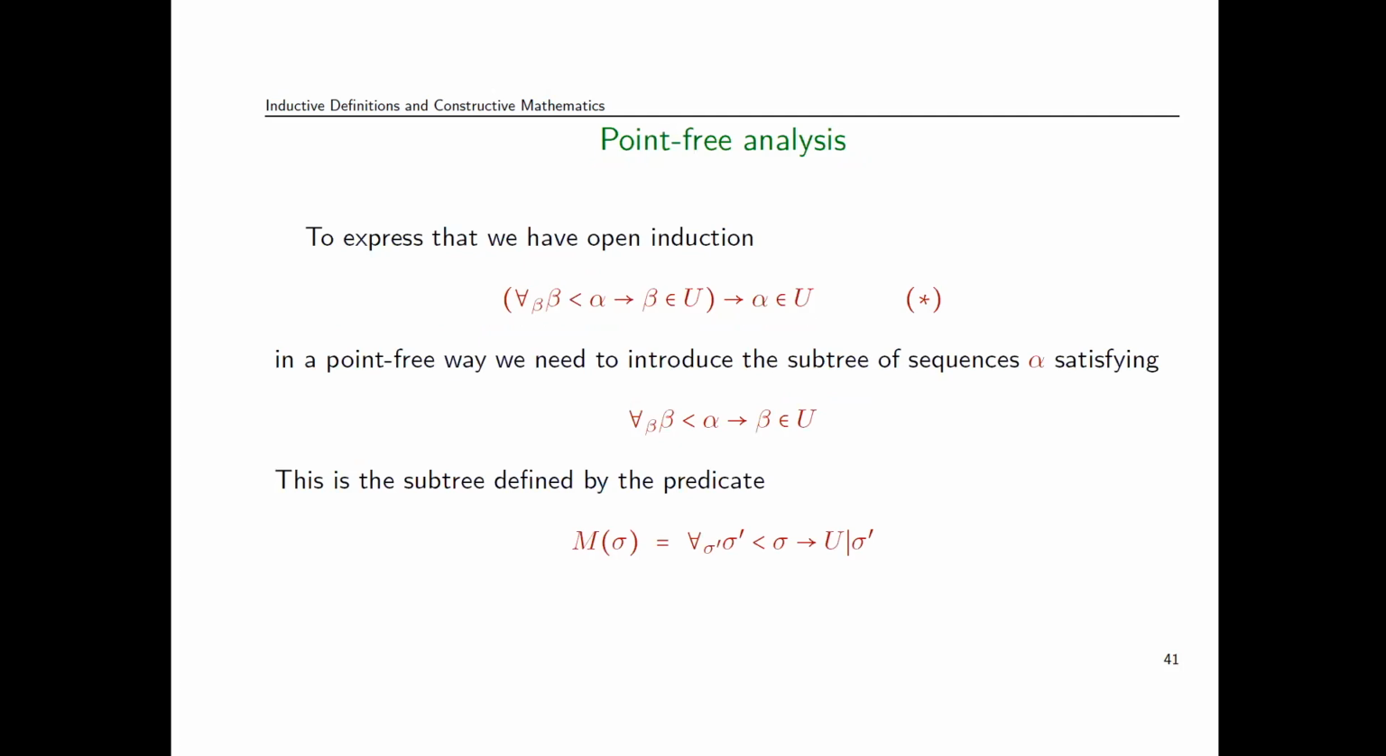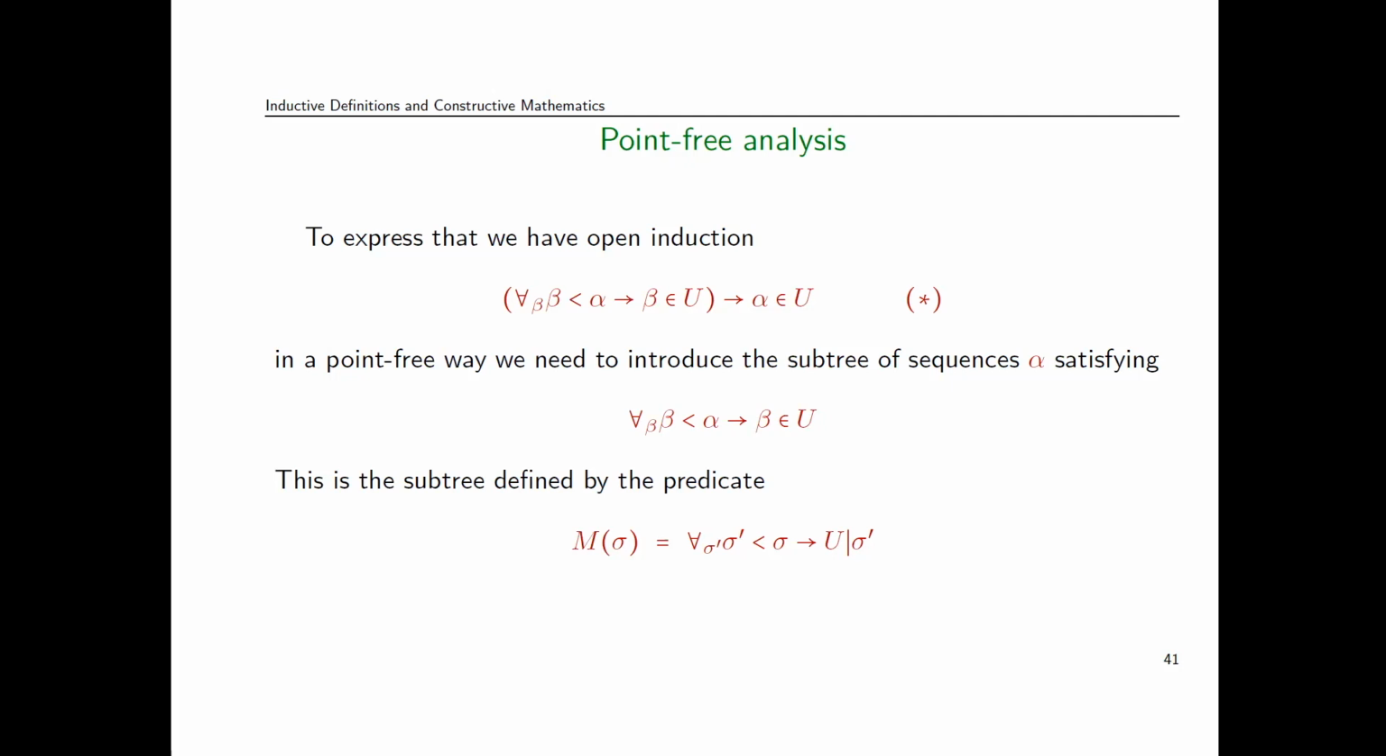So let us look at this in a point-free way. So let us look at this premise, this property of alpha, in a point-free way. It says that whenever beta is lexicographically less than alpha, then beta is mu. So I will not go into details, but you can show that it means exactly that alpha is in the subtree determined by this predicate.